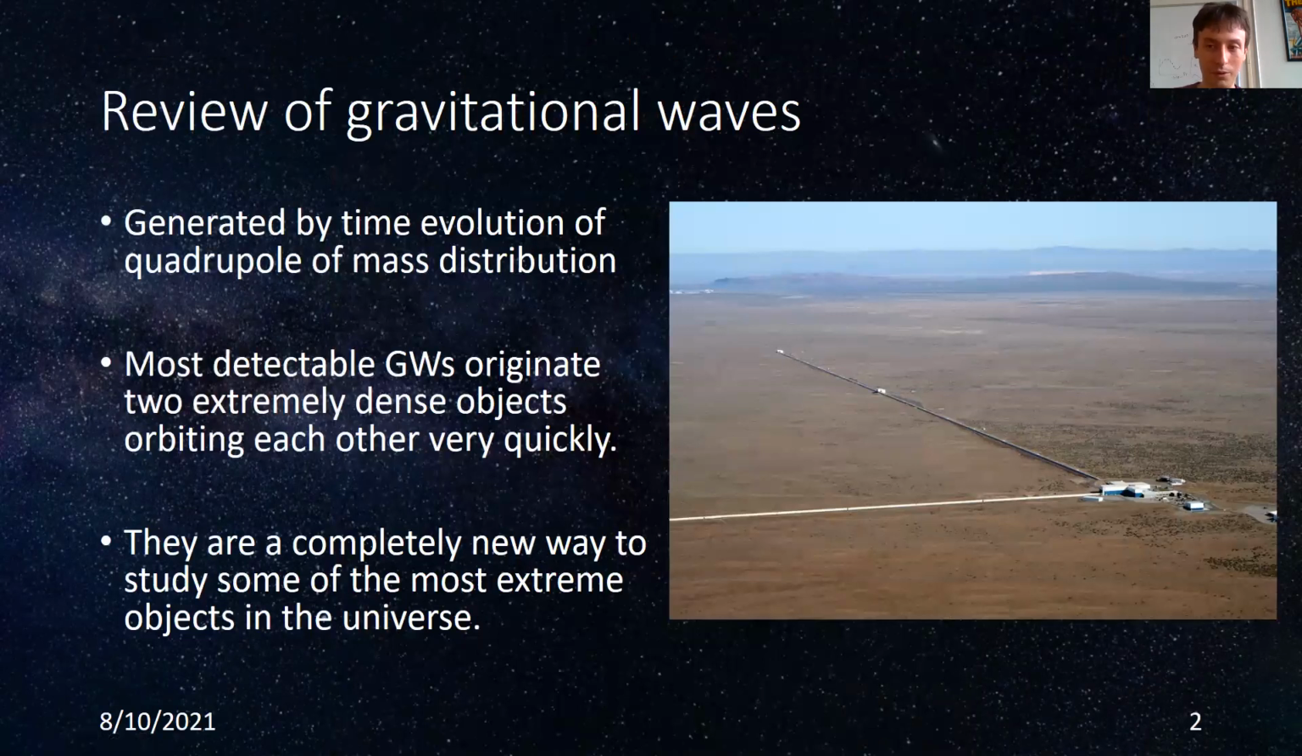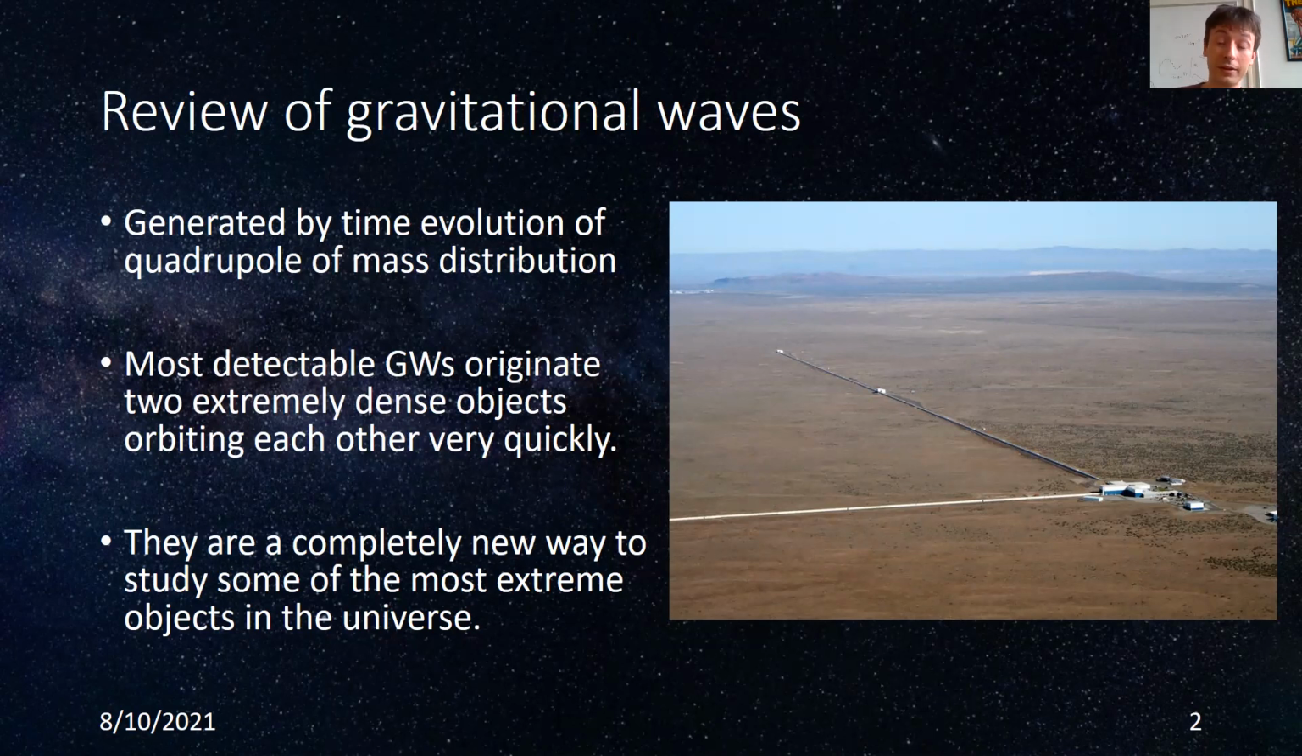For those of you who aren't familiar with gravitational waves, which I think most of this group should be, they're basically self-propagating perturbations in the space-time metric generated by the time evolution of a quadrupole moment of a mass distribution, in particular its third time derivative. The mass distributions which have such strongly evolving quadrupole moments in their third time derivative happen to frequently be binary systems involving two extremely dense objects.